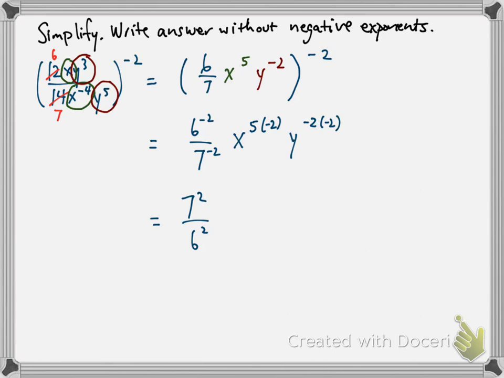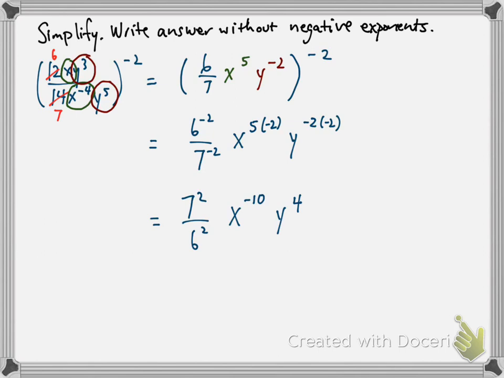Since 6 and 7 are both raised to negative powers, I put them on the opposite side. So 6 to the minus 2, I now put on the bottom as 6 squared. 7 to the minus 2, I put on top now as a 7 squared. The exponent on x, 5 times negative 2, is a negative 10. And now the exponent on y, negative 2 times negative 2, is a 4.